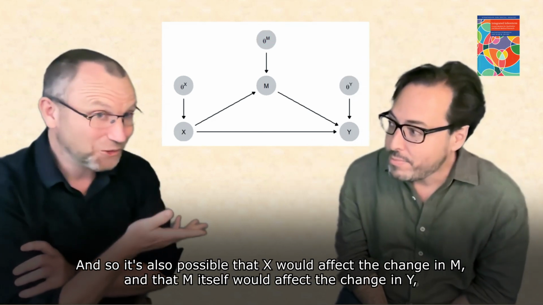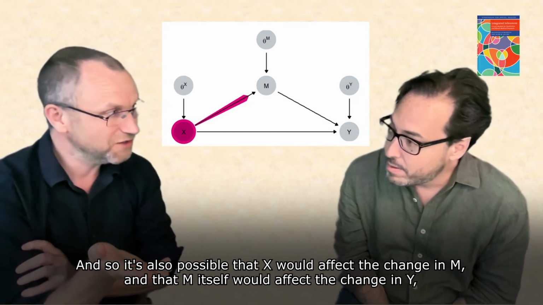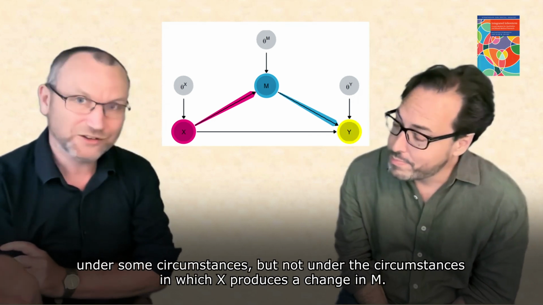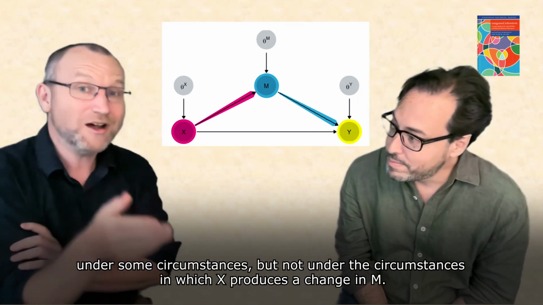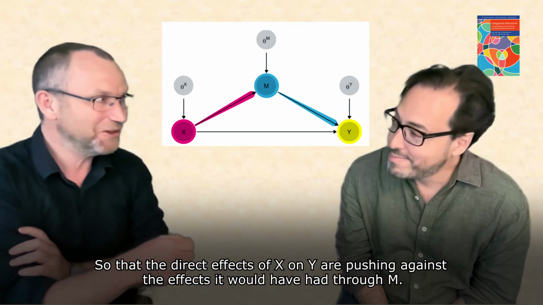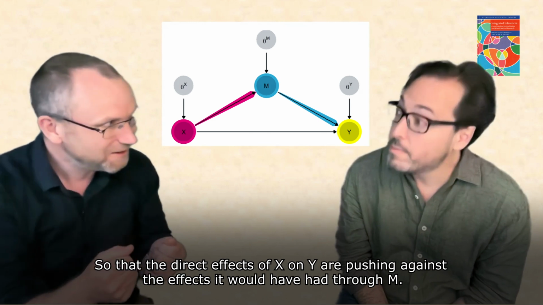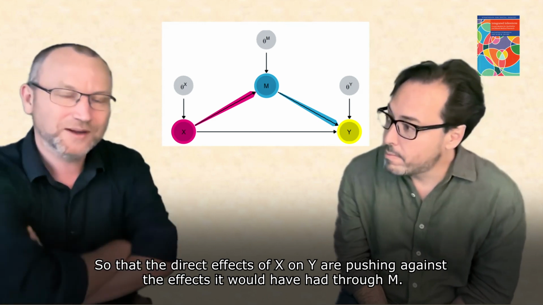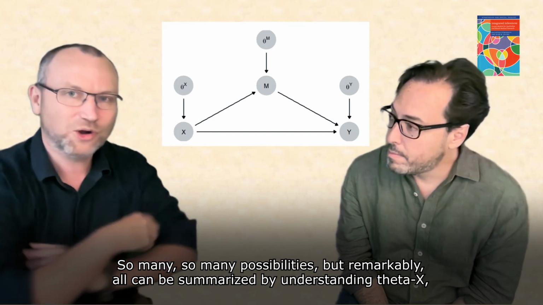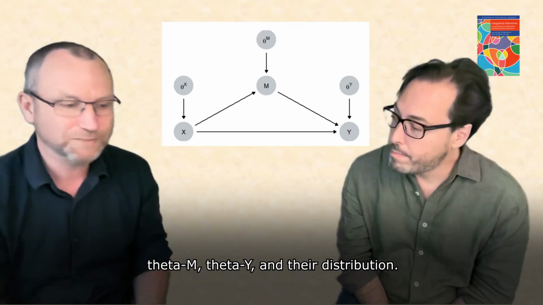Right. And so it's also possible that x would affect a change in m, and m itself would affect a change in y under some circumstances, but not under the circumstances in which x produces a change in m. So that the direct effects of x on y are pushing against the effects it would have had through m. So many possibilities, but remarkably all can be summarized by understanding theta x, theta m, and their distribution.